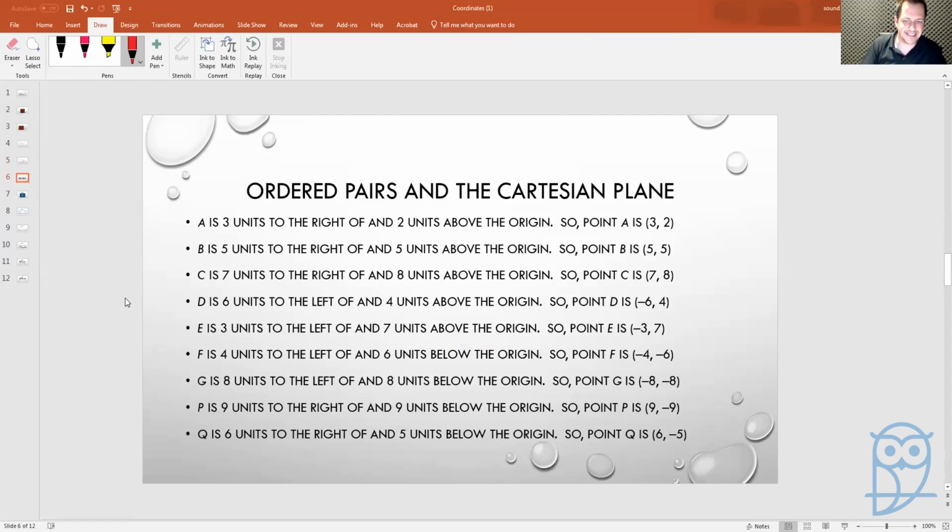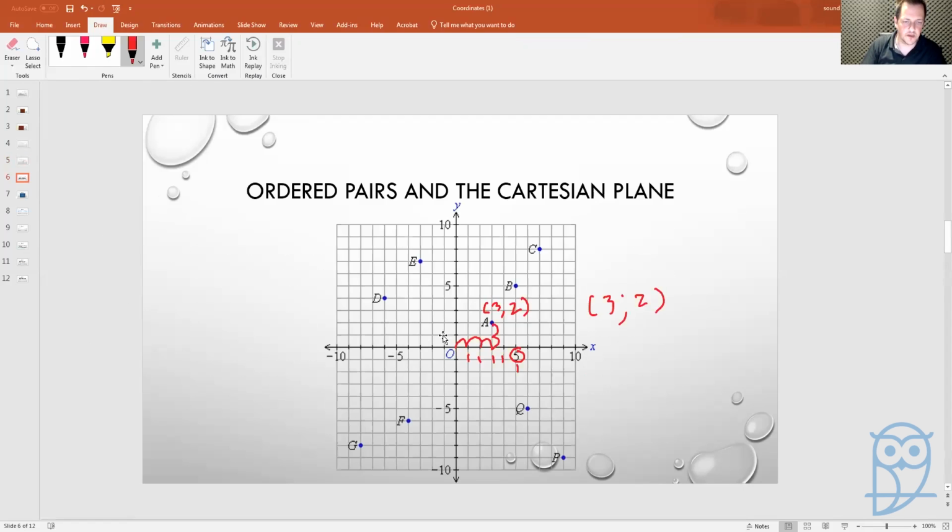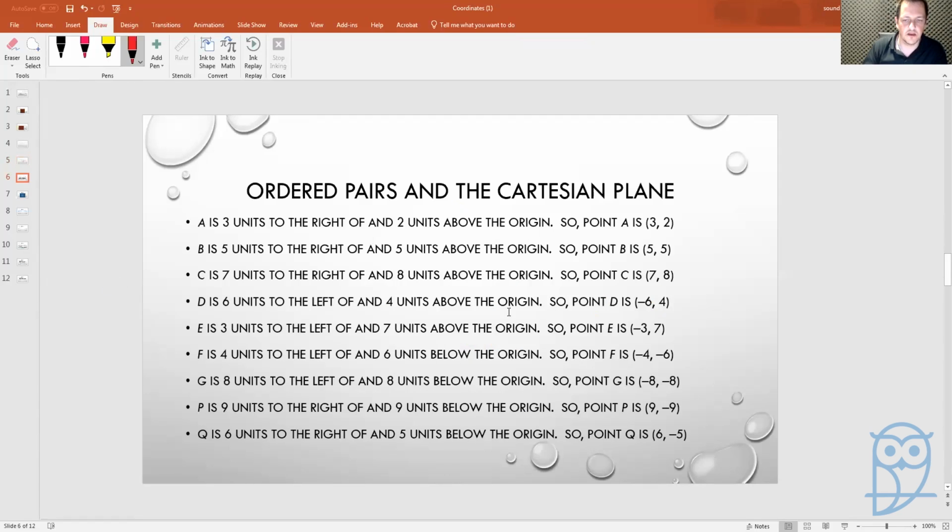D is -6 and 4. So there's D. You go 1, 2, 3, 4, 5, 6 in the negative direction, so it's -6. Up is positive, so it's +4. All right. The rest are -3, 7. -4, -6. -8, -8. 9, -9. And 6, -5.